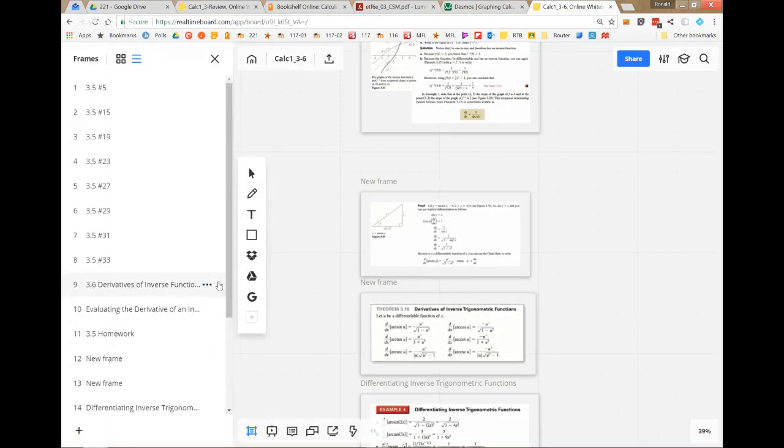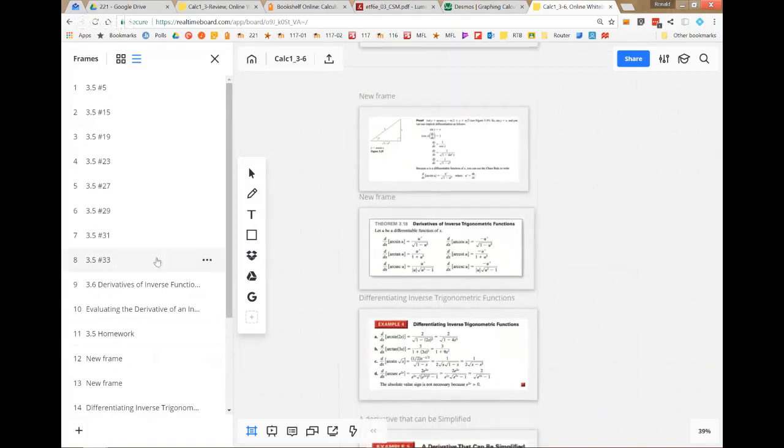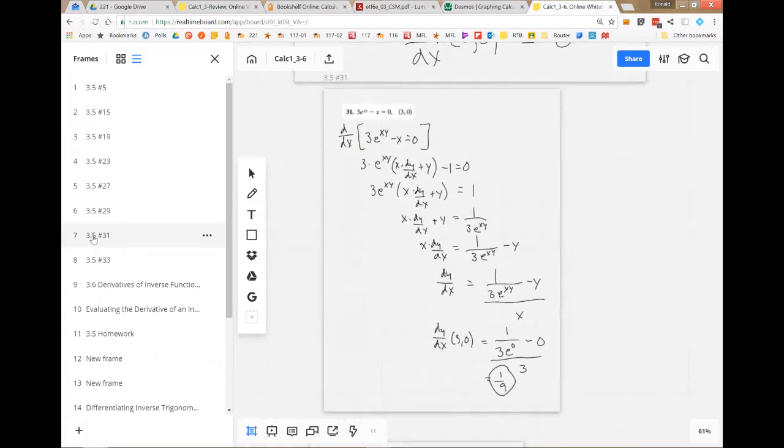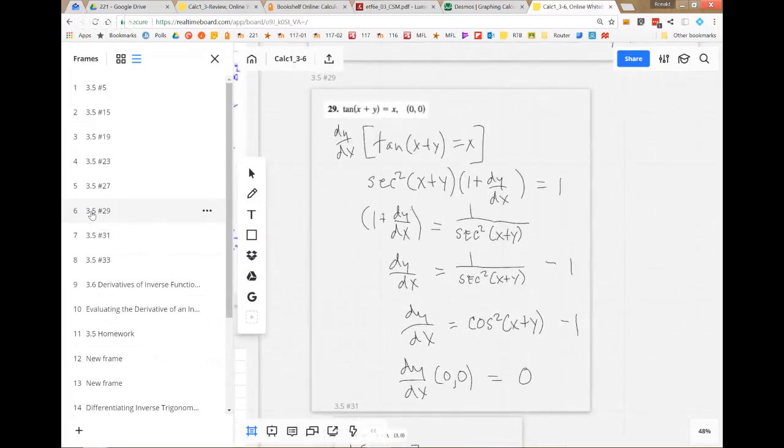Okay, I'm on the 3.5. What would you like to look at on 3.5? Could you go through some of the harder questions, like the harder ones to solve? Yeah. Okay, well, here I'm looking at, let's take a look at like 29.